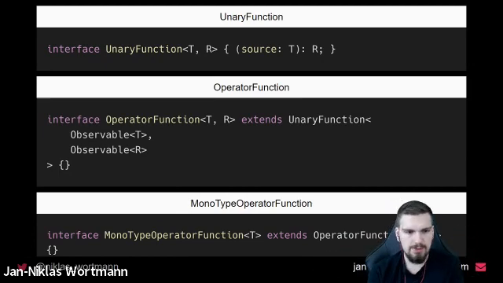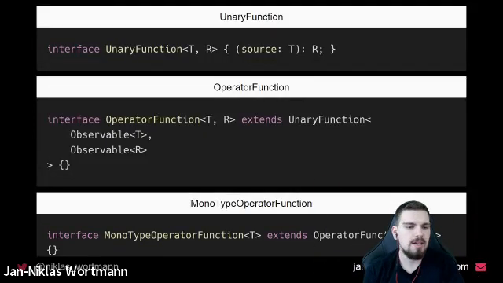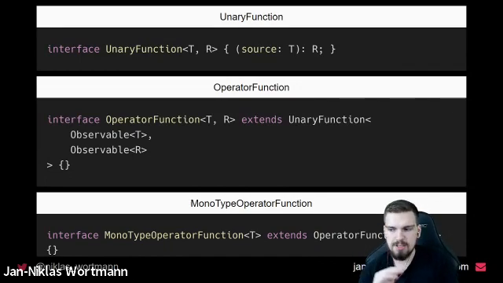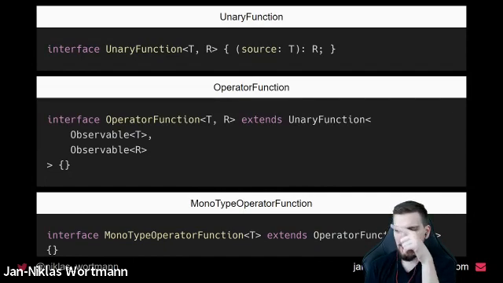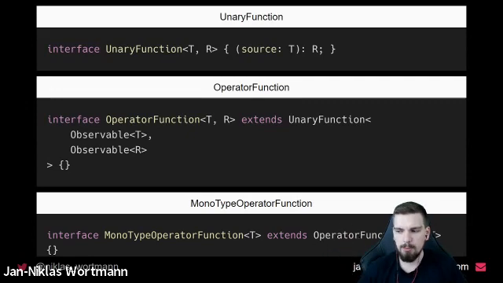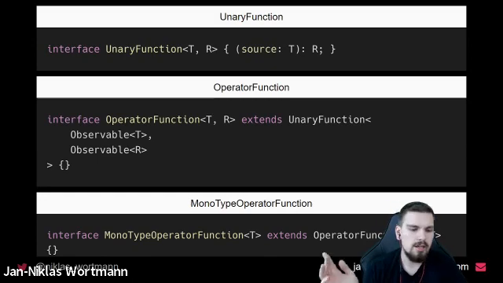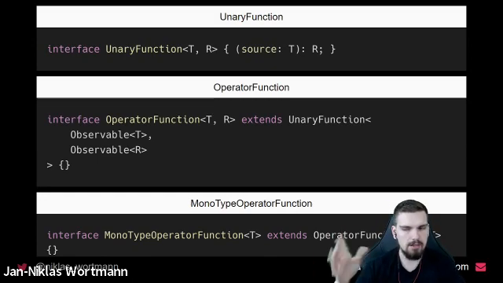What's actually interesting is the operator function. And the operator function is such a unary function just with observables. So it's taking an observable source and returning a new observable. That is what an operator is. There's a special type, MonoTypeOperatorFunction, that has the same input type as output type. So if we think about filter, for example, the type of the output observable is not changed by that. So it's a MonoTypeOperatorFunction.